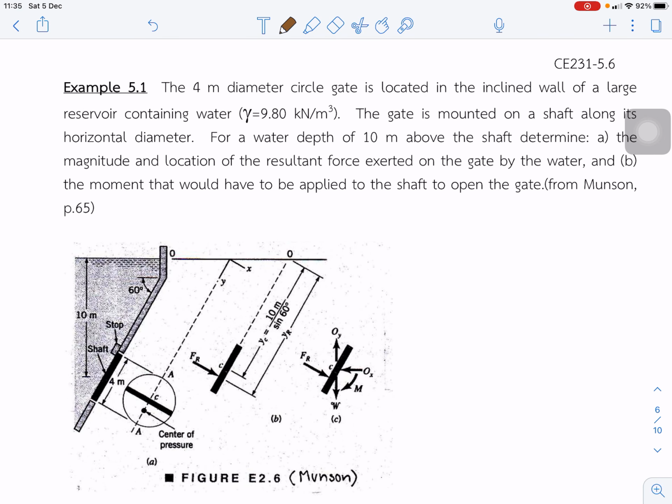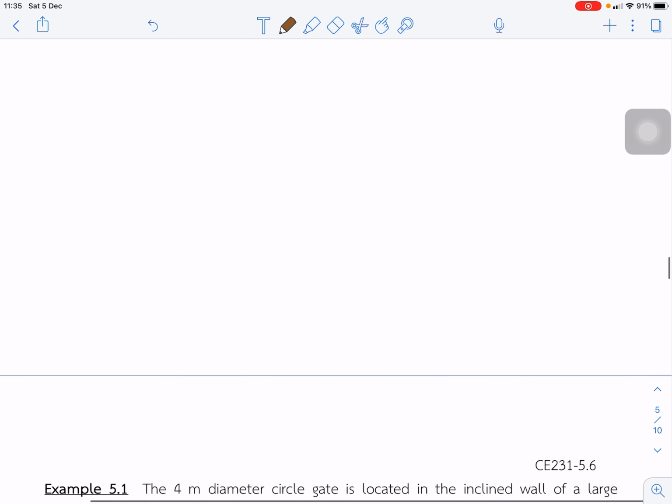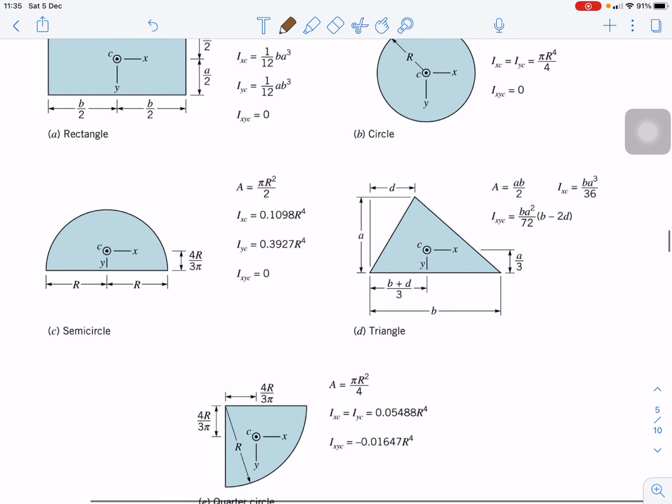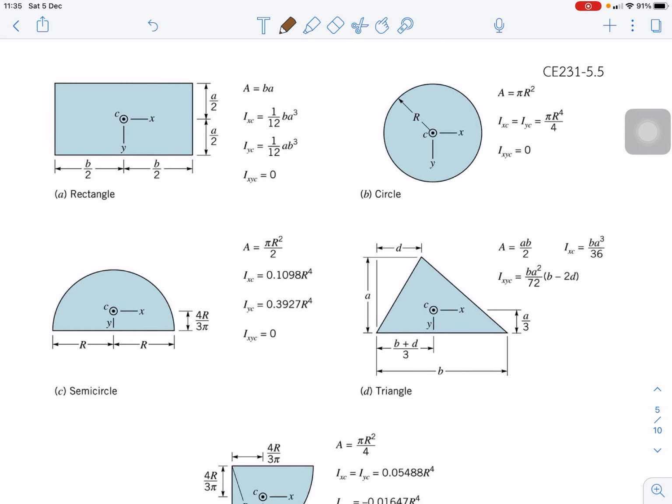Example 5.1. Before we go through this example, let's go back to the moment of inertia for different shapes of area. You can recall from statics that for a rectangle the moment of inertia is 1/12 b h^3, and for the y-axis we can use the corresponding equation to estimate the moment of inertia for the rectangle. And for the circle, for xc and yc, it is pi r^4 divided by 4.